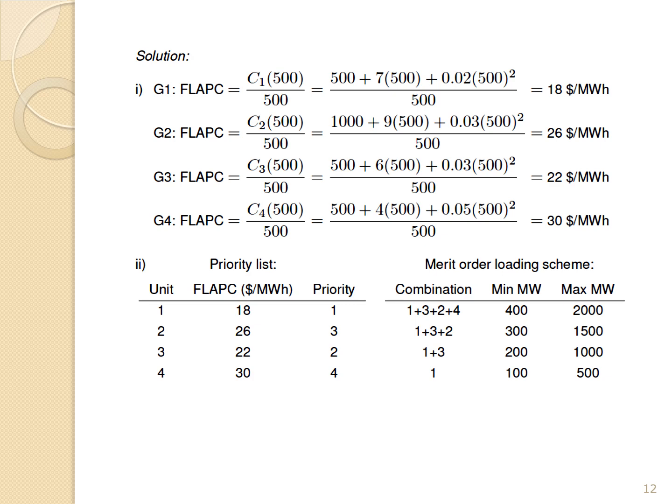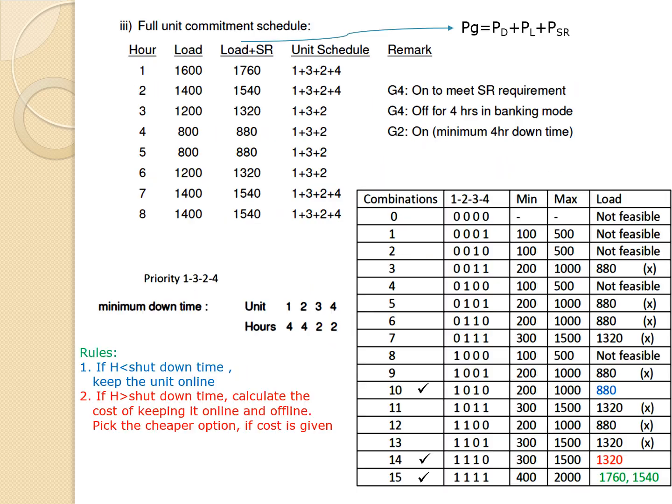Here the minimum megawatt and the maximum megawatt have been calculated as the sum of their minimum and maximum capacities. For example, the minimum megawatt for the first combination is written as 400, meaning all 4 units have a minimum of 100 megawatt, making a total of 400. Similarly, the maximum megawatt of each unit is 500, and for the 4 units it will be 2000 megawatt.